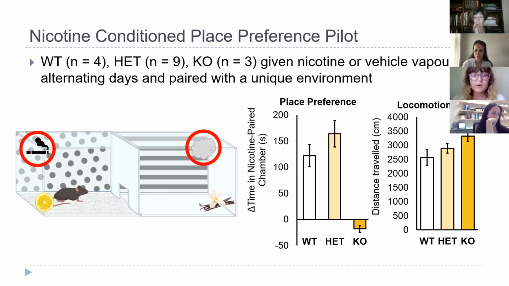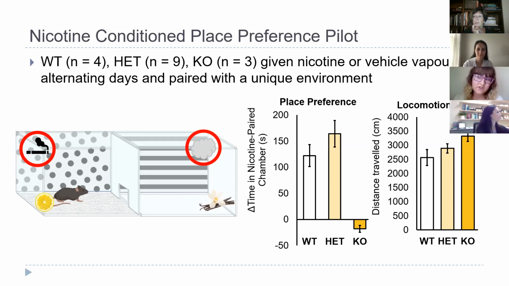Again, these are pilot results, but we have seen this occurring in the wild type and heterozygous mice, wherein they're spending more time in this nicotine paired chamber after exposure than they did at baseline. But we don't see this effect persisting in these knockout animals. And in fact, they even spend less time in this nicotine paired chamber. So this could suggest multiple things. It could be that the knockout mice have a locomotor deficit, so they're not crossing over between the chamber sides. It could be that the nicotine itself is aversive to these animals, or it could be that there's an associative learning deficit in these animals, so they don't make the association between the nicotine exposure and that environment.